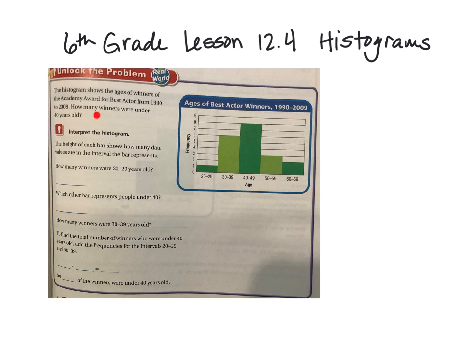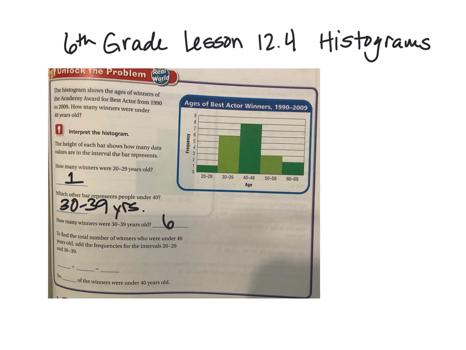So if they want to know how many winners were under 40 years old, well, how many of the winners were in this 20 to 29-year-old range? Only one. And then there's another bar that represents under 40, because the cutoff is going to be right here, 40 to 49. So we want everything below that. So that other range in there is the 30 to 39 years old. And how many of those were there? There were 6.